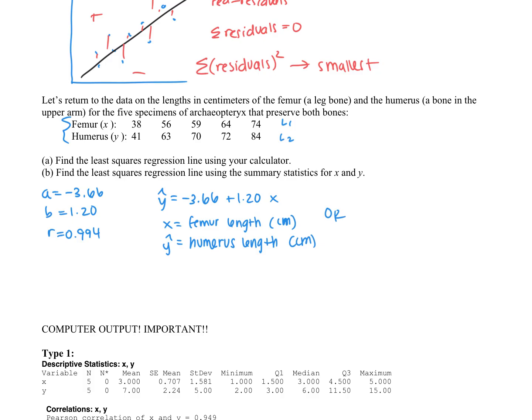Your other option is you can write it with those variables in the equation. So you might see something like this. Humerus with a hat on it equals negative 3.66, add 1.20 times the femur. For y hat, wouldn't it also be good if I just kind of predicted humerus length? Oh, yes. We have to write the word predicted. Yes, have to write the word predicted.